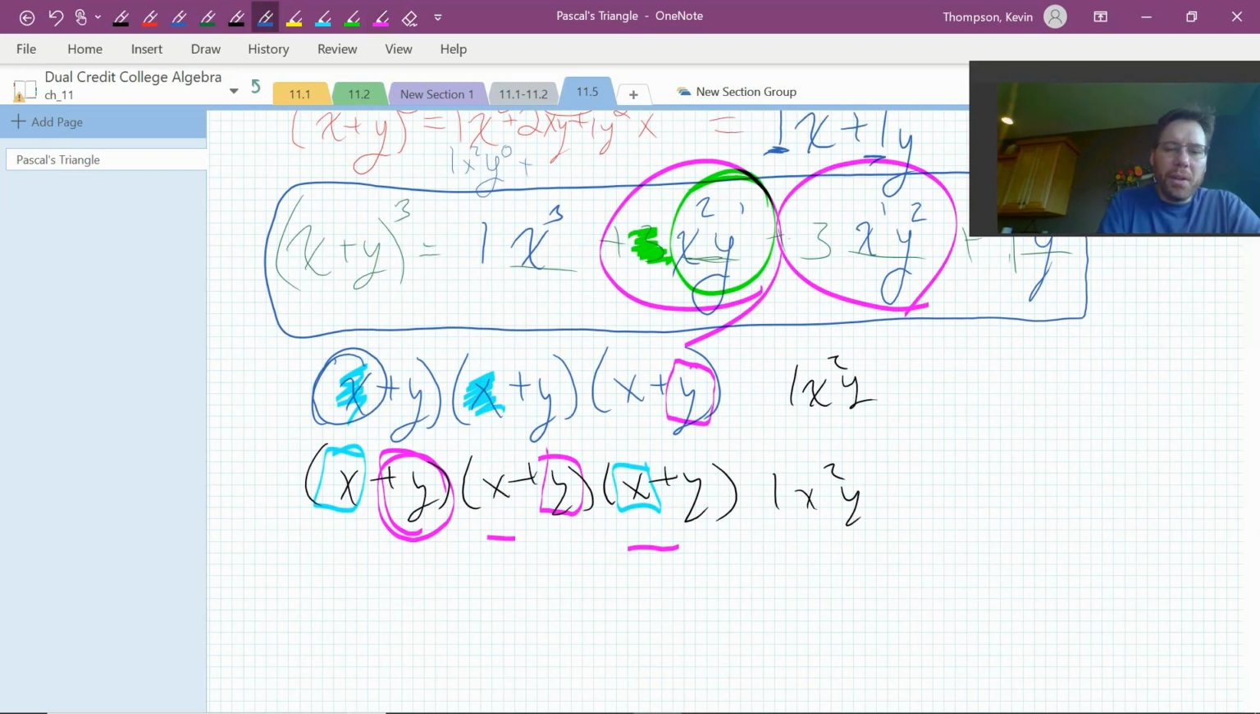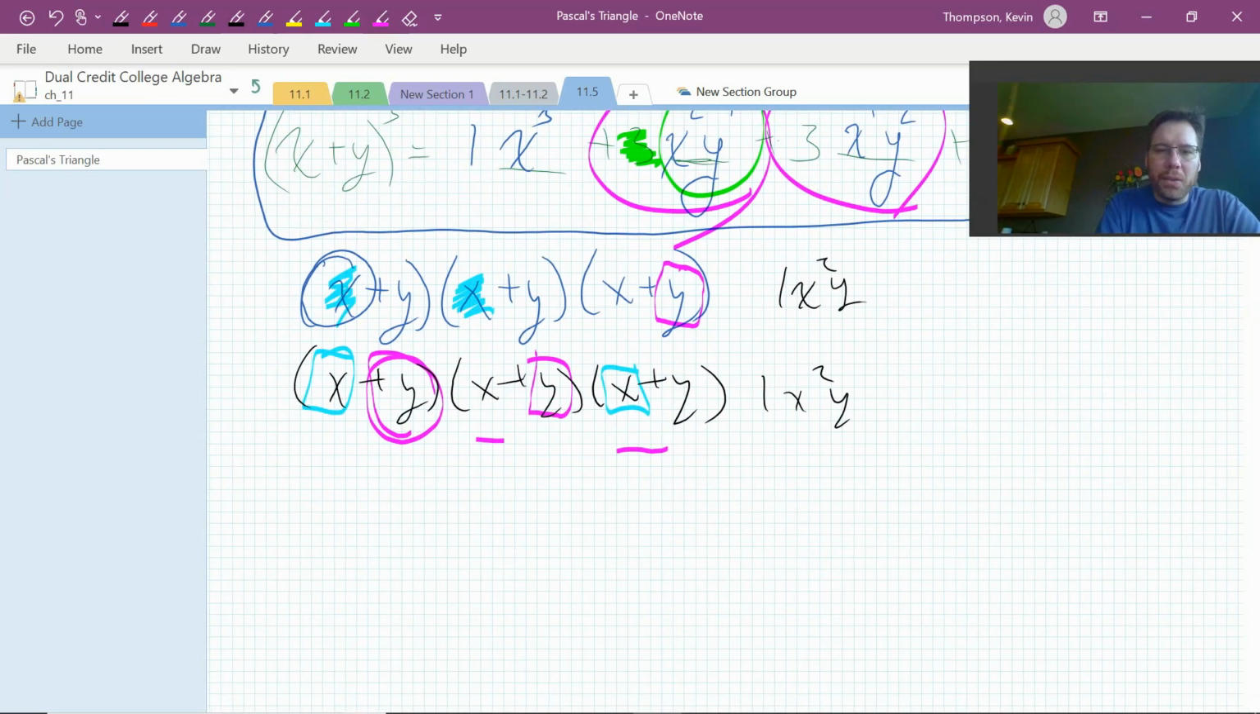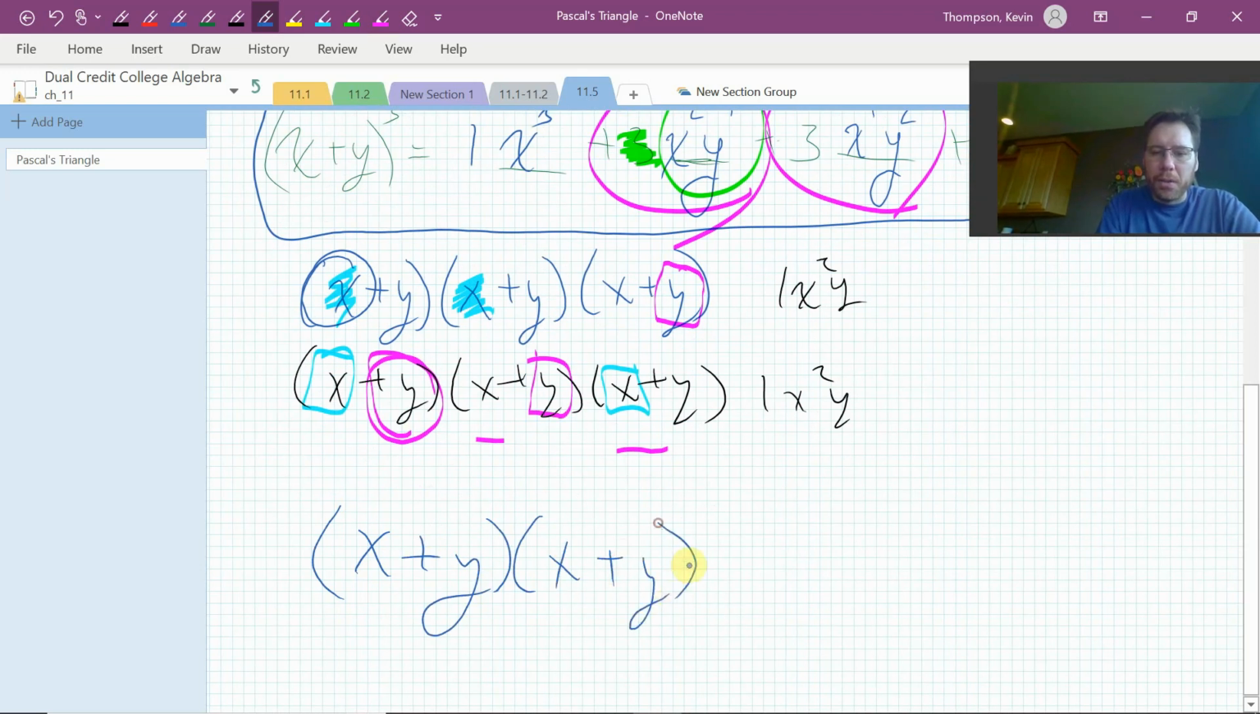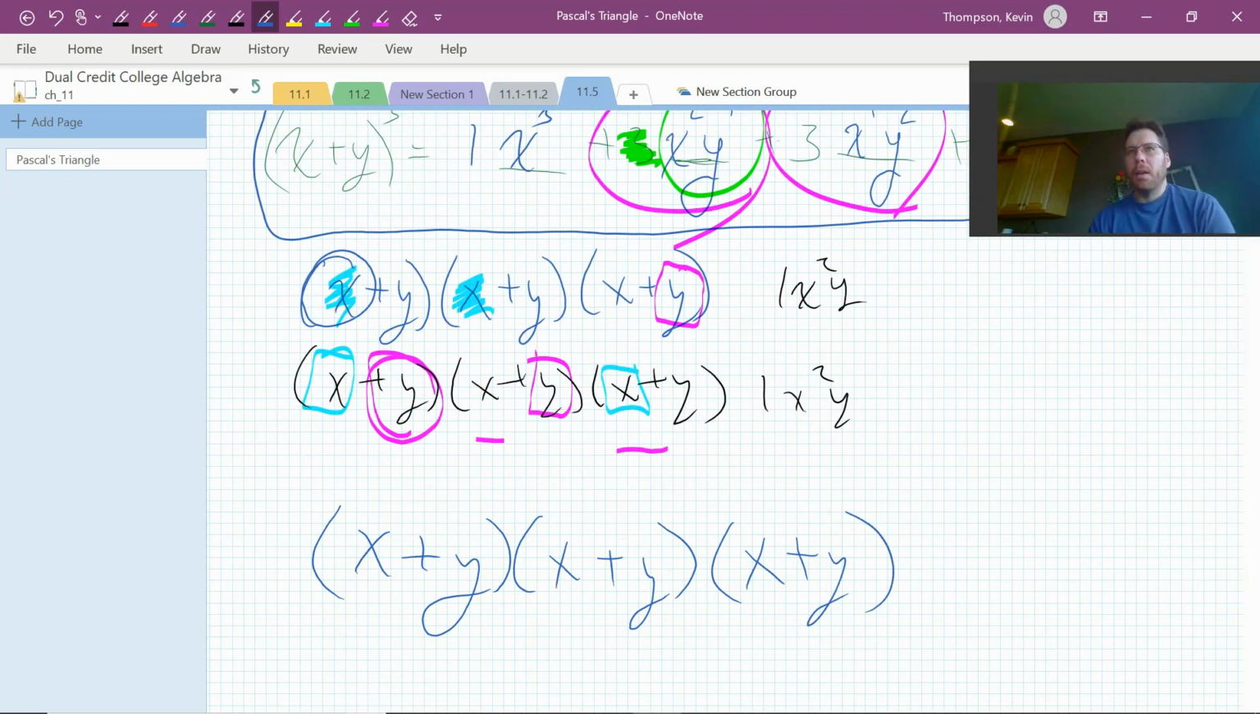Now, what that partly is explaining is the symmetry in Pascal's triangle. So if I wrote out these 3 terms, x plus y, x plus y, x plus y, I'm going to multiply them all together. And I want to pick 2 x's and 1 y, and we said that there's 3 ways to do that. Well, isn't that the same as picking 1 x and 2 y's?